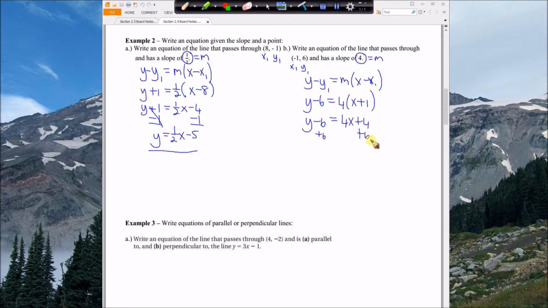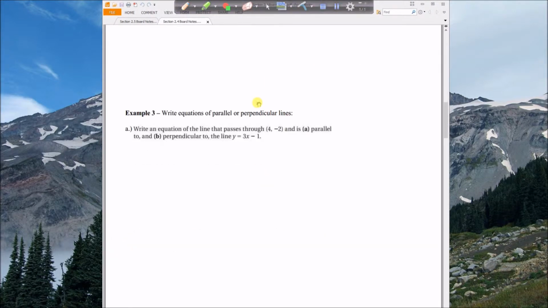All right, add the 6 to both sides. And so we get y equals 4x plus 10. Okay, so use the point slope formula to end up with an equation in slope intercept form. All right, so let's move on there.